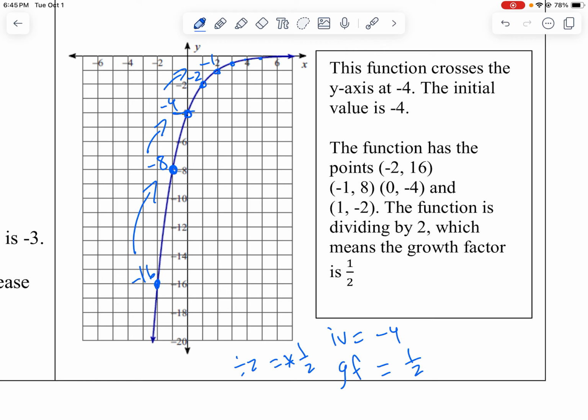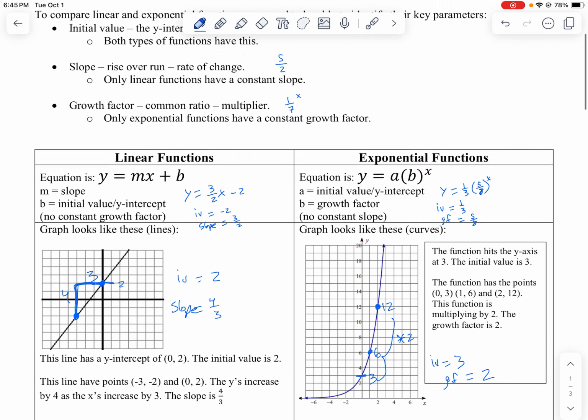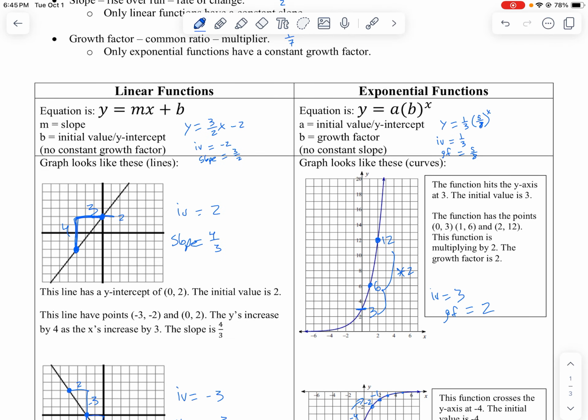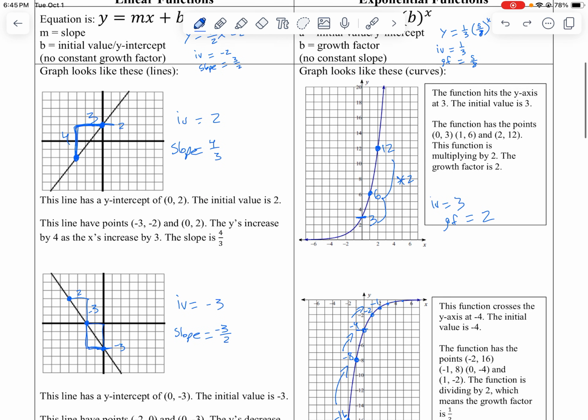If the pattern is divide by 3, then it'd be timesing by 1/3. If my pattern is divide by 5, times by 1/5. And that's going to be my growth factor in this case. It's dividing by 2, so my growth factor is 1/2. And so usually that's kind of the easy part. The functions, the equations tell you all the information right there. On the graphs, you have to do a little bit of counting and figuring out how things are changing, but you can still figure them out.